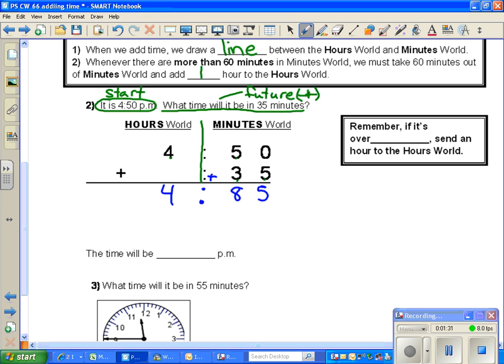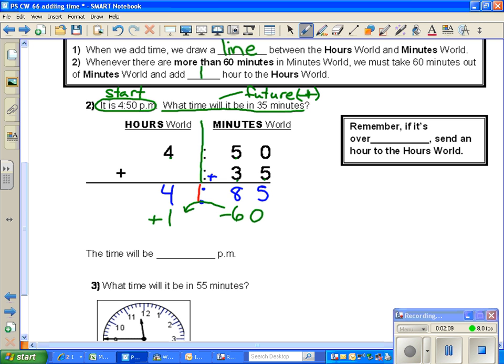But I can't tell someone to meet me at the store at 4:85. No one's going to know what time that is. So the second rule helps us. 4:85 means we need 85 minutes. There's too many minutes here. Only 60 minutes or less than 60 minutes can live in the minutes world. So we're going to take 60 minutes out of here, and we're going to trade them and put them into the hours world, and we're going to add an hour to the hours world. We took 60 minutes which equal 1 hour, and we put 1 hour into the hours world.